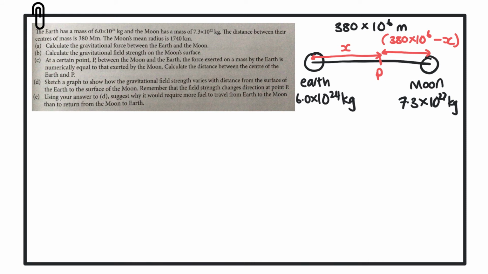Okay, on to part D. Sketch a graph to show how the gravitational field strength varies with distance from the surface of the Earth to the surface of the Moon. Remember that the field strength changes direction at a point P.